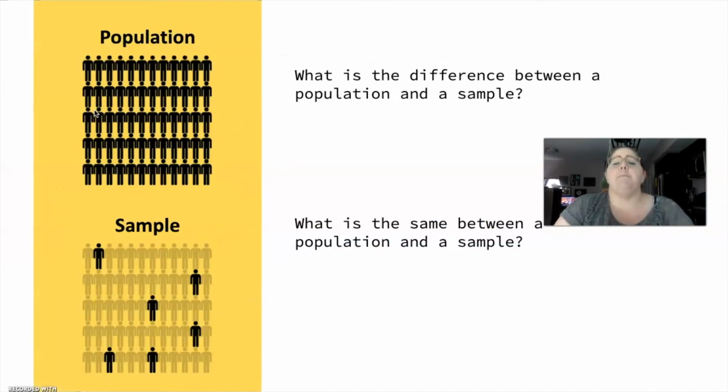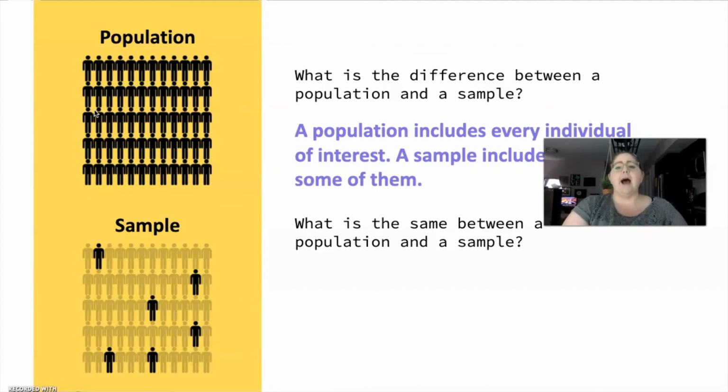So we're going to talk about some basic definitions. So there's two big words that we use with statistics. We have a population and we have a sample. So a population is the entire group, every individual of interest, whereas a sample only includes some of them, right? So population is every individual of interest, everybody we're interested in finding out, and then a sample would only be some of them, whoever we picked.